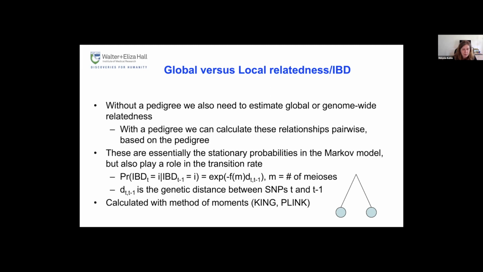So the way that's done at the moment is that it's calculated with a method of moments estimator based on using counts of alleles that are shared identical by state. So just kind of scoring how many alleles are identical by state. And from that, you can develop method of moments estimators for global or expected values of identity by descent. And I've just mentioned two pieces of software, King and Plink, which you'll see the references of later on, that will do this calculation for you. And you'll see an application soon.